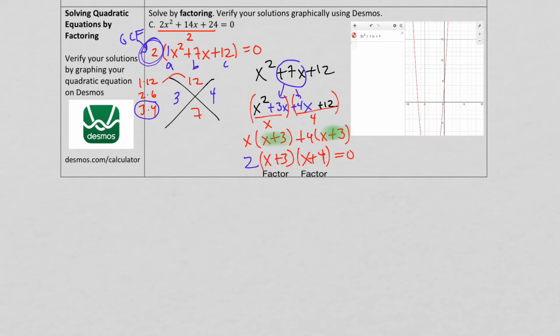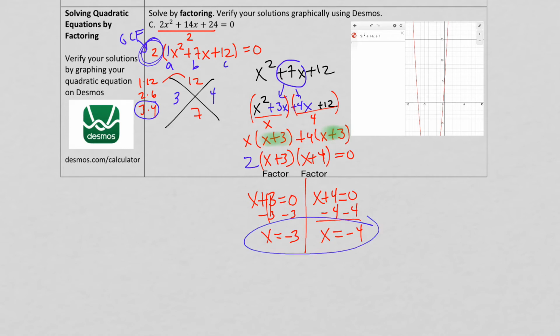To solve this quadratic that's in factored form, I'll take each factor, so x plus 3, and I'll set it equal to 0. And I'll take the other factor, x plus 4, and set it equal to 0. Again, this will give me my solutions as I solve each of these little equations on the side. So minus 3 on this one, and I find that x equals negative 3. That's one solution. And then I can subtract 4 on this other little equation, and find that x is negative 4. So I just found my solutions to this quadratic equation.